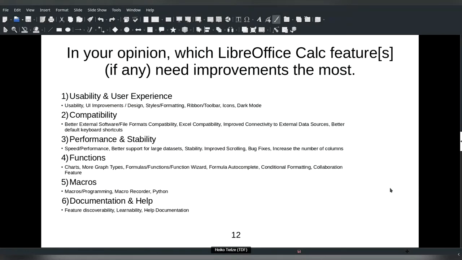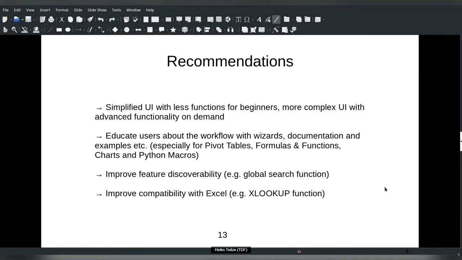Yeah, so basically these were just examples based on what people reported, and most improvements can fall under the six categories. And we can go to the next slide. So based on the comments we've seen, here are some recommendations for usability improvements. One would be to simplify the UI to make the software easier to use for beginners, however, still offer a more complex UI with advanced functionality on demand for advanced and intermediate users.